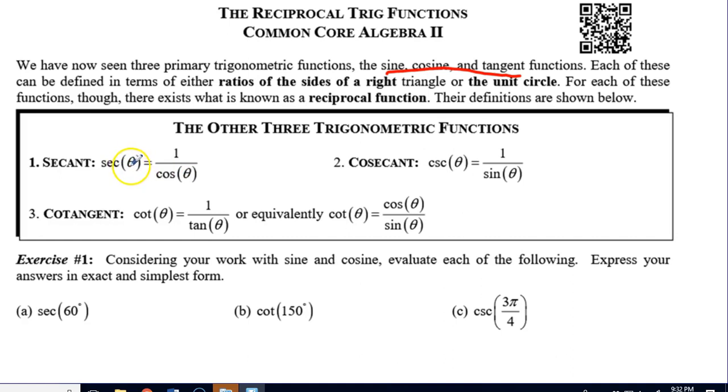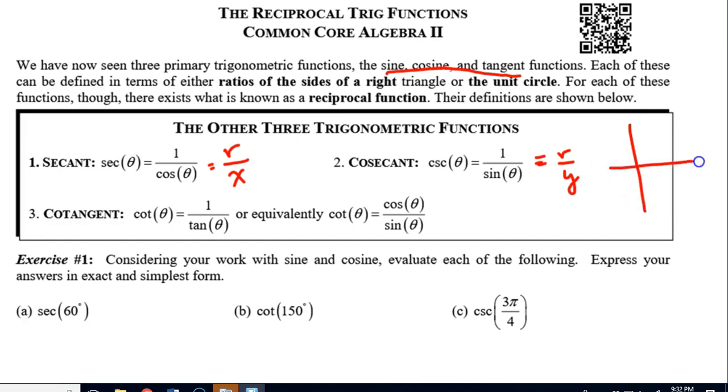So we have secant, which is the reciprocal of cosine. Because cosine is x over r, it could be considered r over x. Of course, r would be the hypotenuse of that triangle. Cosecant could be considered the reciprocal of sine. It could also be considered r over y.